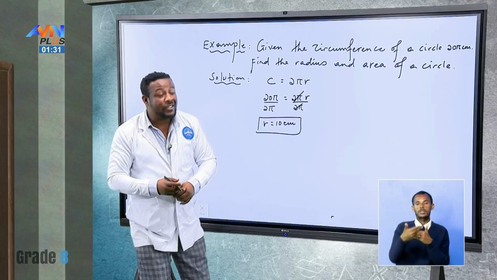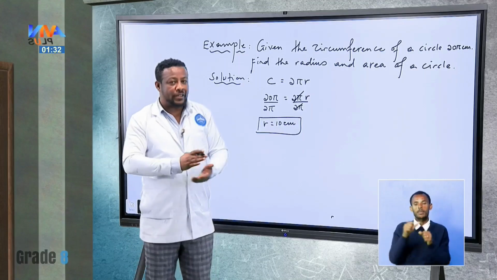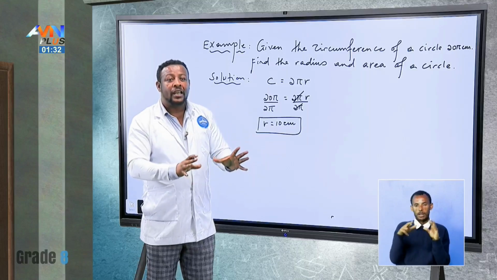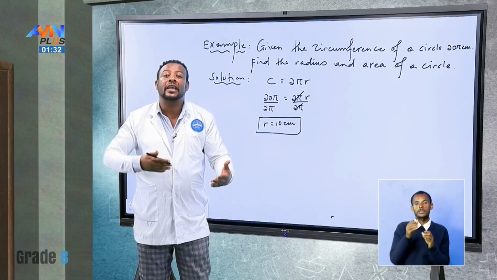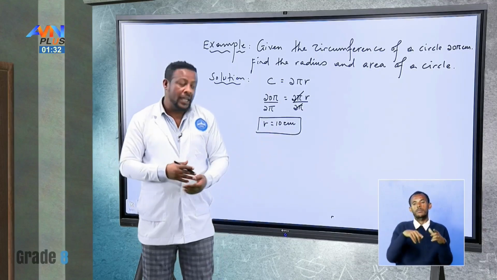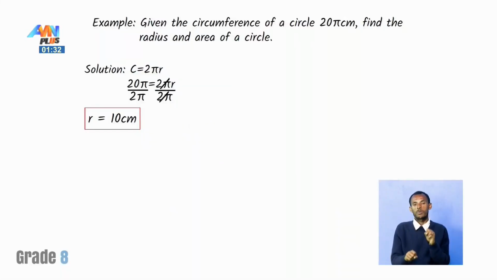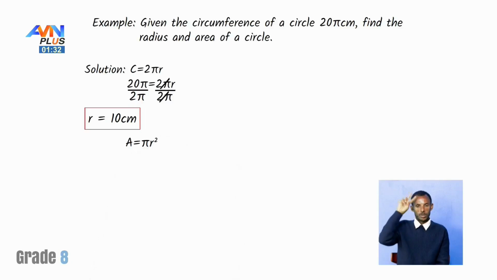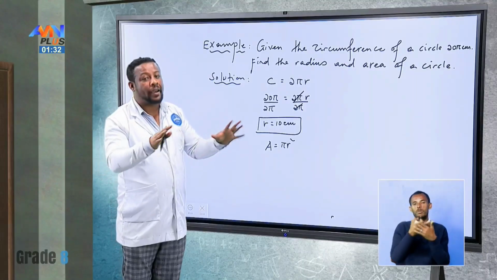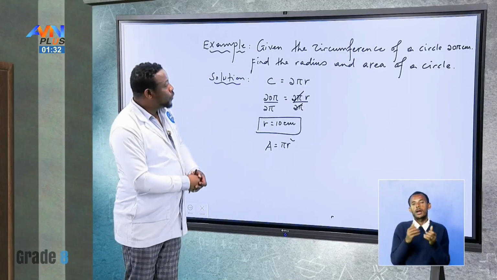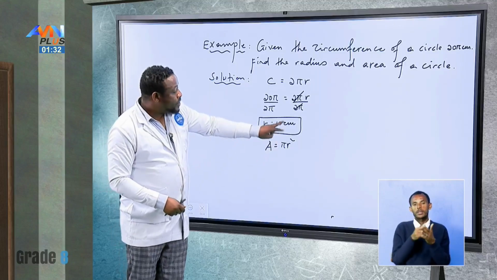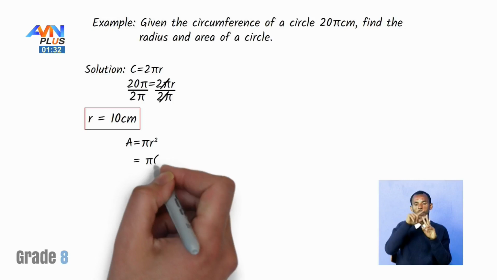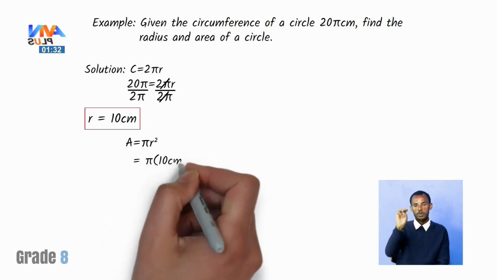Next, we are also asked to calculate the area of a circle. Now, if you have the radius, calculating the area of a circle is a straightforward activity. So, area of a circle is pi r square. This is the formula. You need to know the formula to calculate the area, otherwise you cannot calculate it. So now r is already known, so this becomes pi times 10 centimeter square.